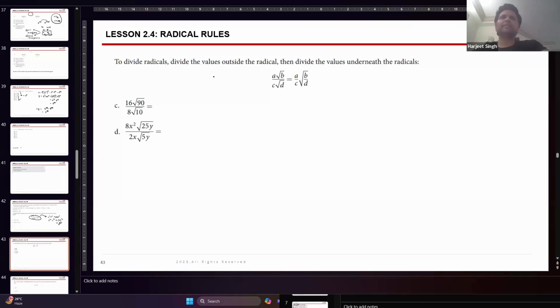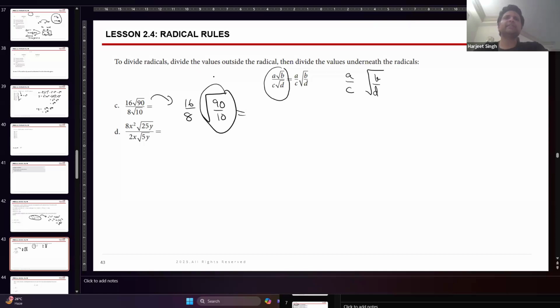Similarly, if you're dividing two radicals, the non-radical terms can separate out, and those within the same type of radical can be combined. So for instance, this can be written as 16 by 8 and root of 90 by 10, and this is 3. So the answer is 6 here.